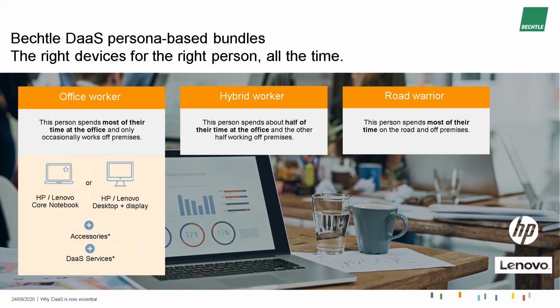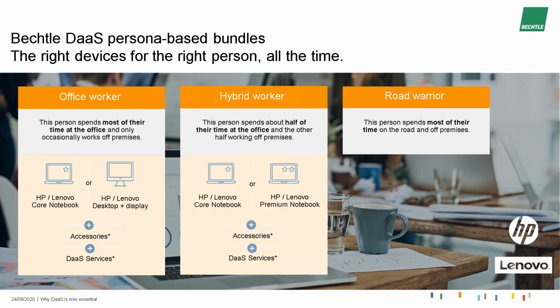What we wanted to do was have a look at what these users actually needed. So for the office worker, we found that giving them the option of a desktop or a core notebook was perfect for them. We were able to give them keyboards and mice to mean that they had ergonomic working with them and everything was fine. The hybrid worker, we found that depending on the level, either a core or a premium notebook was most suitable. Again, the accessories that might come with a hybrid worker could be a bag or a sleeve to put the laptop in to keep it safe and secure.